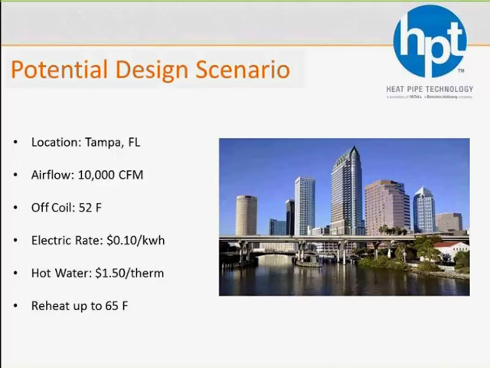So I'm going to look at here our home base in Tampa, Florida, basic 10,000 CFM system, 52 degrees off the cooling coil, local utility rates of 10 cents a kilowatt, and then $1.50 for a therm of hot water. And we're going to assume here that the air is to be discharged and reheated up to 65 degrees for this application.